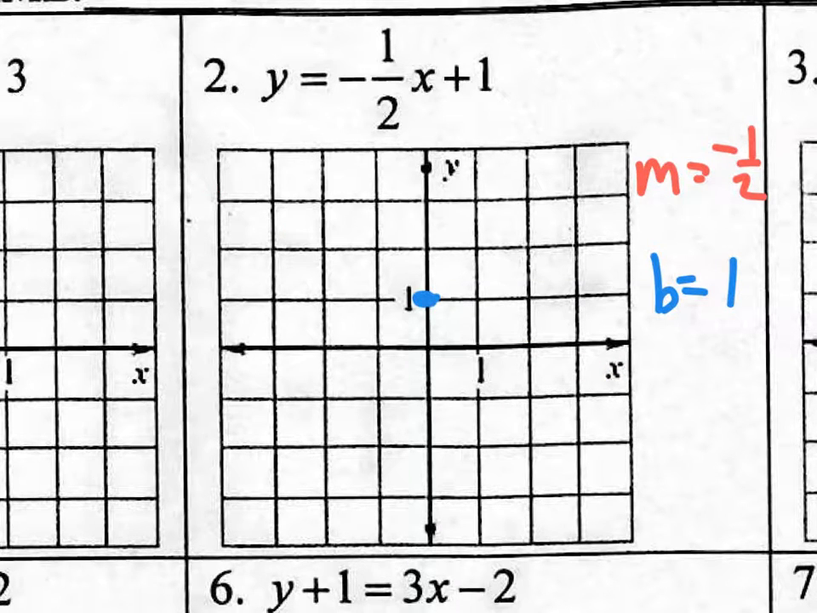How do you tell the steepness of a line? By looking at your slope. So your slope here in this case is down 1 over 2. Now if it were positive, it would be going up 1 over 2, but it's negative, so you're going to go down 1, over 2, and you're going to put a dot right there. And ladies and gentlemen, just draw your line through it, and you're done.